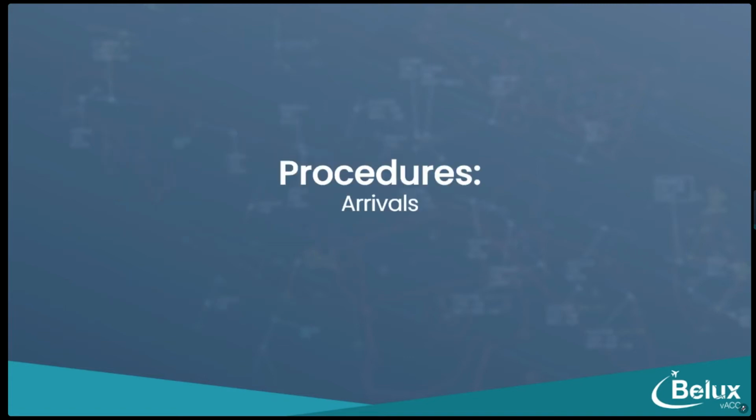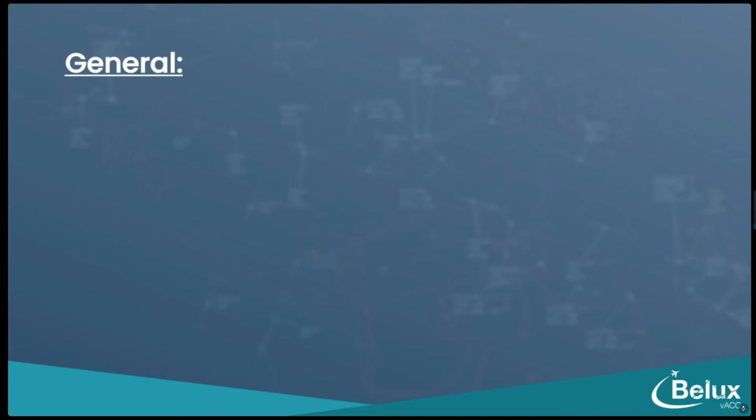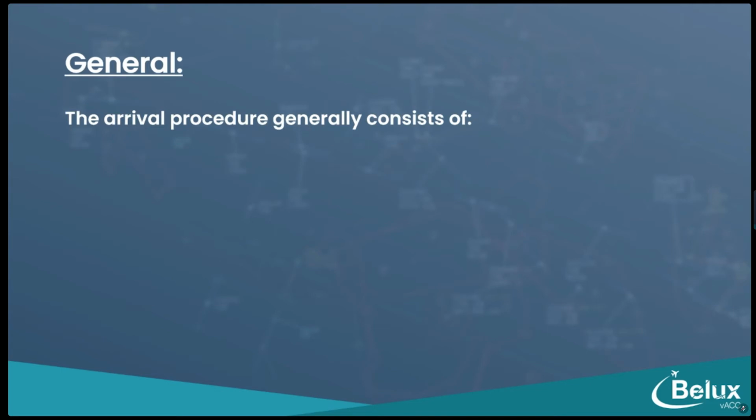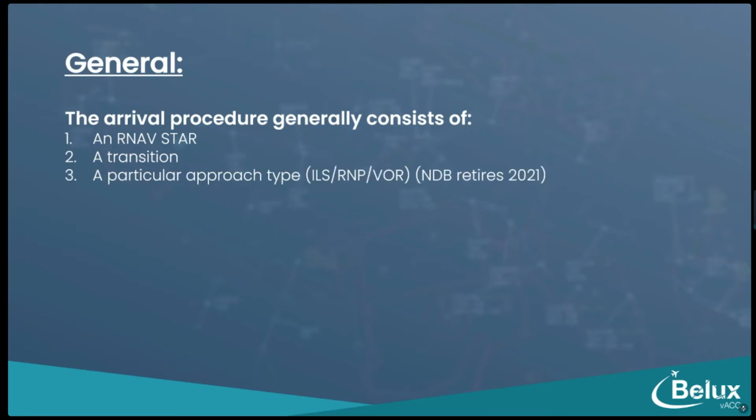Okay, arrivals. So we talked about this already. You want to get your arrivals below your departures, especially when they're coming from Reims, and you want to do that as soon as possible. So to help you with that, you also have the general procedures, and I'm just going to quickly cover them now. An arrival procedure generally consists of first an RNF star. This RNF star is followed by a transition, and that is followed by a particular approach type: ILS, RNP, VOR. At the moment, we still have NDB, but it's going to retire somewhat later this year.